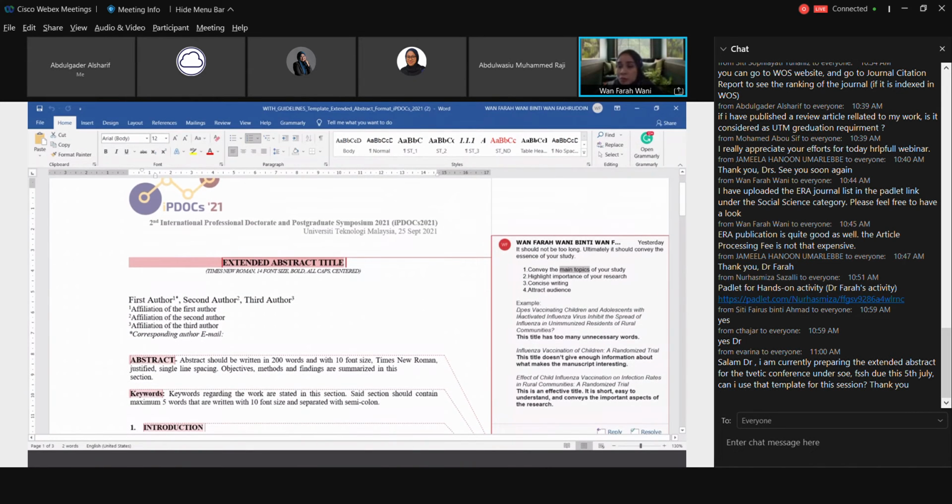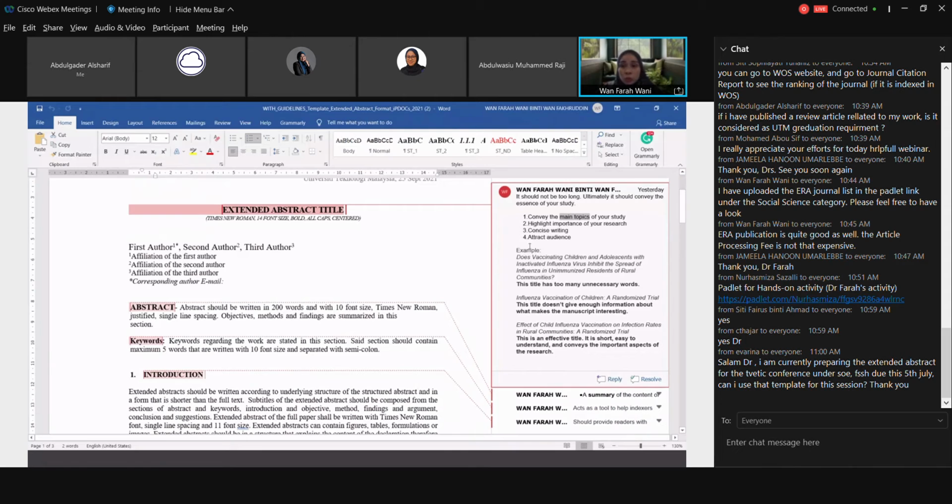So I've put some examples here. You can just walk through. But for example, here: does vaccinating children and adolescents with inactivated influenza virus inhibit the spread of influenza? Oh, so many words, too many unnecessary words. Can it be better?